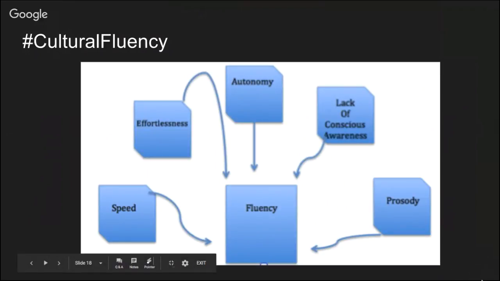And not to belabor this, if we had hours and hours I would share, but these are some of the other pieces that are directly borrowed from literacy acquisition that apply to cultural fluency and intercultural interactions. Specifically, the lack of conscious awareness when you can go from one group to another, and you see students like this all the time, that they seamlessly can interact with everyone.